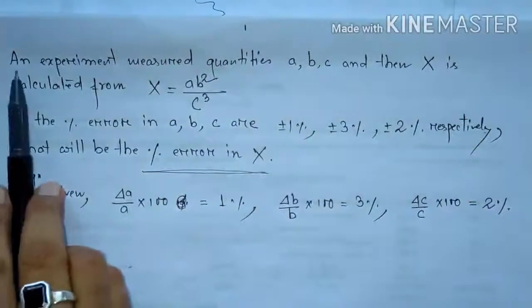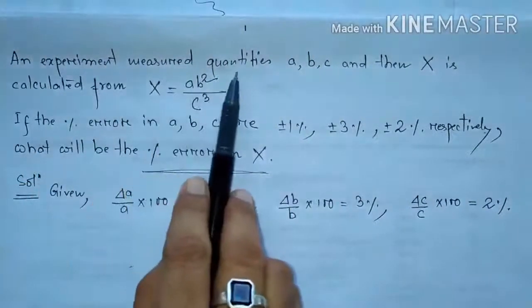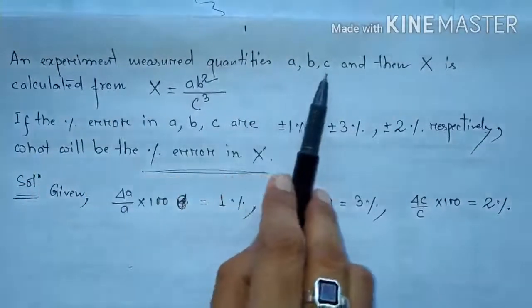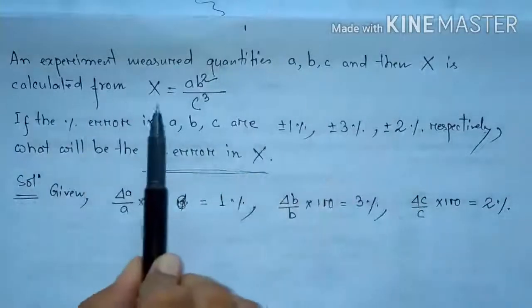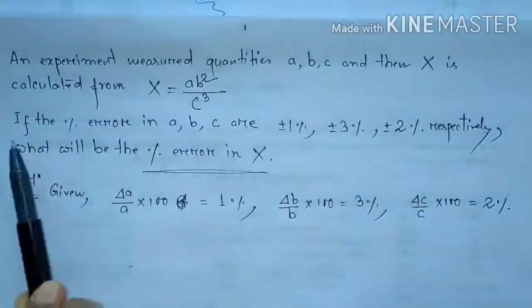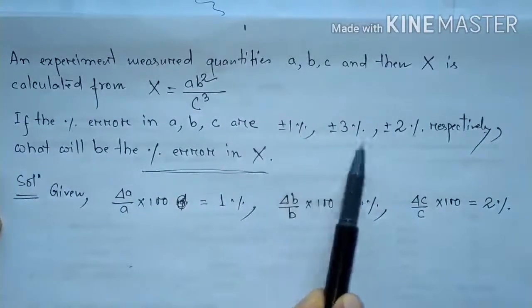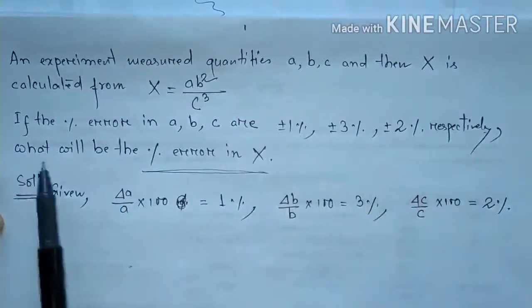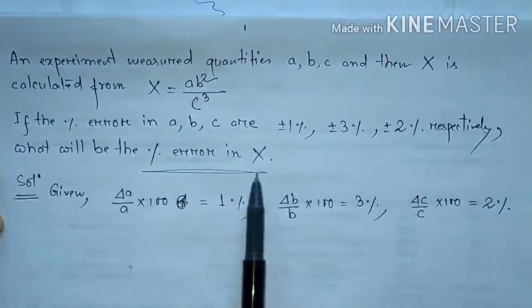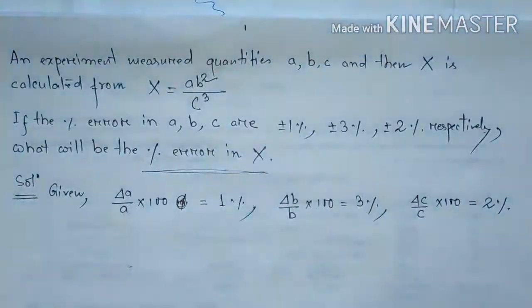The problem is such that an experiment measured quantities a, b, c, and then x is calculated from x equal to a b square by c cube. If the percentage errors in a, b, c are 1%, 3% and 2% respectively, what will be the percentage error in the measurement of x? So this is specifically the question that we have.